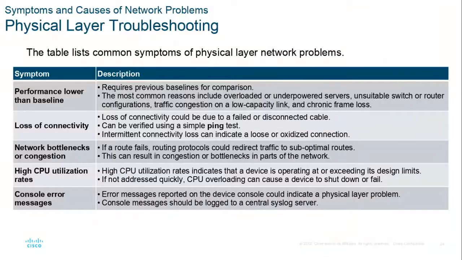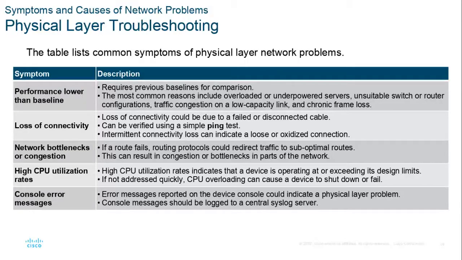Okay, network problems. Symptom is performance is lower than baseline. What could a possible problem be? Well, if I haven't done a baseline, it's going to be hard to compare. But this typically would include an underpowered server or overloaded server. Switch or router configurations are not optimal. We have congestion on a low capacity link. We need a faster fiber optic cable.